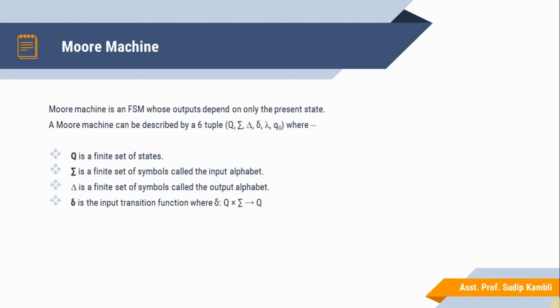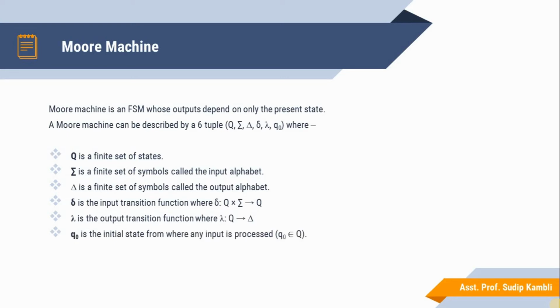So, as already discussed, Q is the finite set of states, times the input alphabet sigma, and it derives the next state of Q. Lambda is the output transition function, where lambda maps Q to delta. So Q is the input set of states, and it defines another set of output alphabets. q0 is the initial state from where any input proceeds, and q0 belongs to Q.